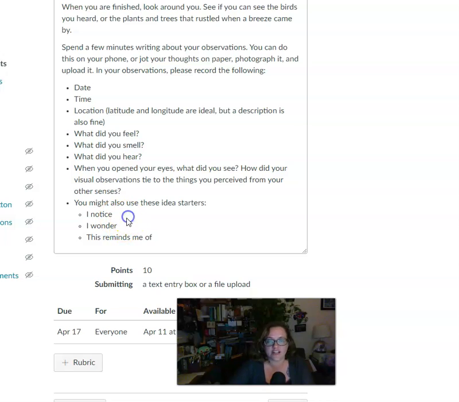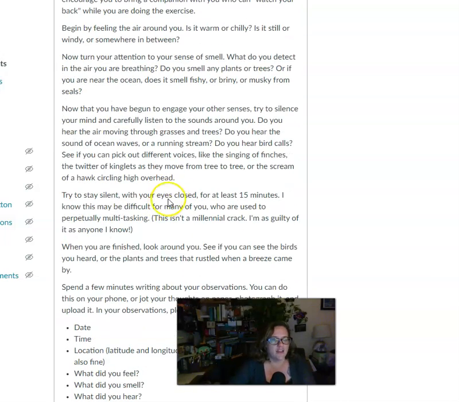But these are 3 great sentence starters if you're trying to describe what you're sensing. Okay, so I notice that I can smell the flowers, or I notice that I can hear something. Is it a bug? Is it a bird? I'm not sure, but I definitely didn't notice it before. Okay, so that's hearing, smelling.